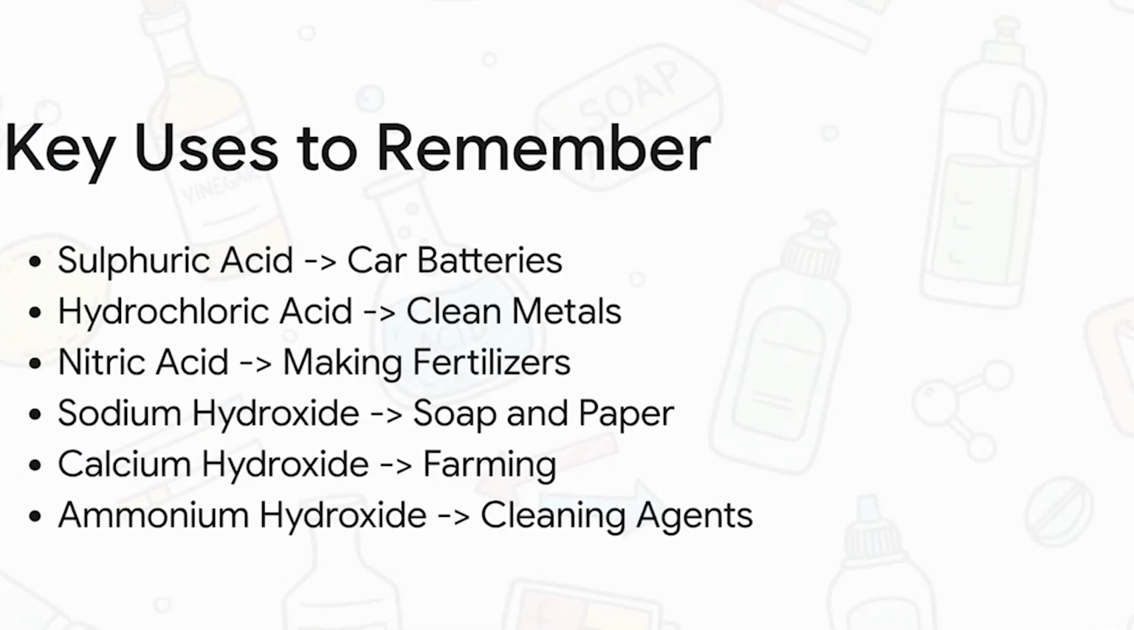All right, a quick recap. For the acids, we had sulphuric acid, that's for car batteries, hydrochloric acid for cleaning up metals, and nitric acid for making fertilizers. Simple, right? Now for the bases. We learned about sodium hydroxide for soap and paper, calcium hydroxide for farming to reduce that soil acid, and ammonium hydroxide, which you'll find in our cleaning agents. These are the key things to take away from our lesson today.